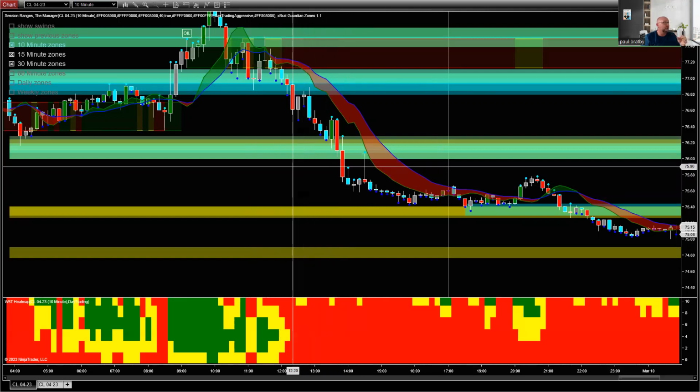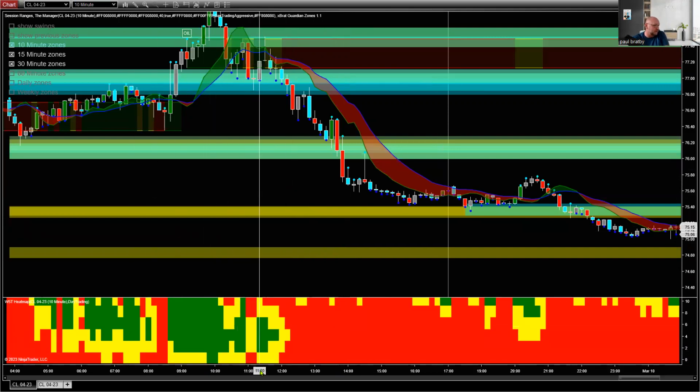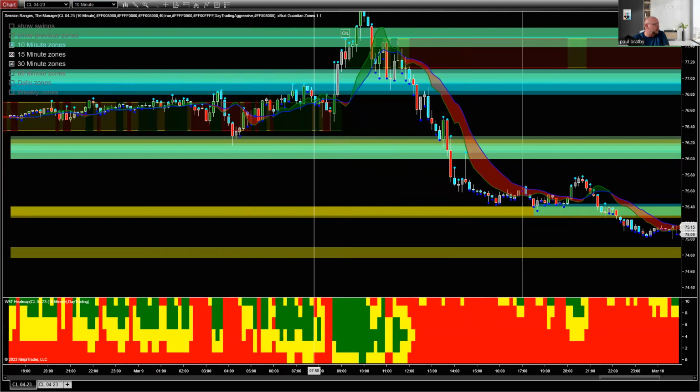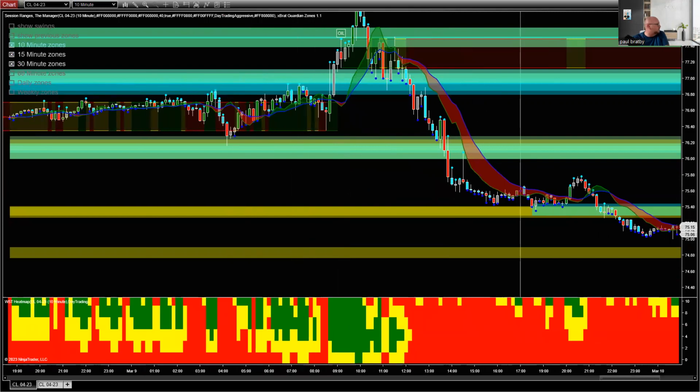Because you really could just trade the gaps between the zones if you've got the confirmation from the bias depth heat map. Absolutely, yes. Obviously, there are other strategies that give you those confirmations as well.